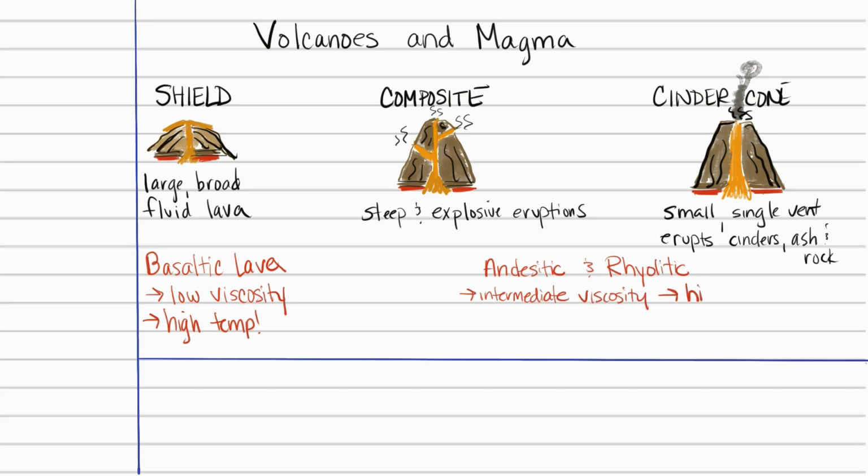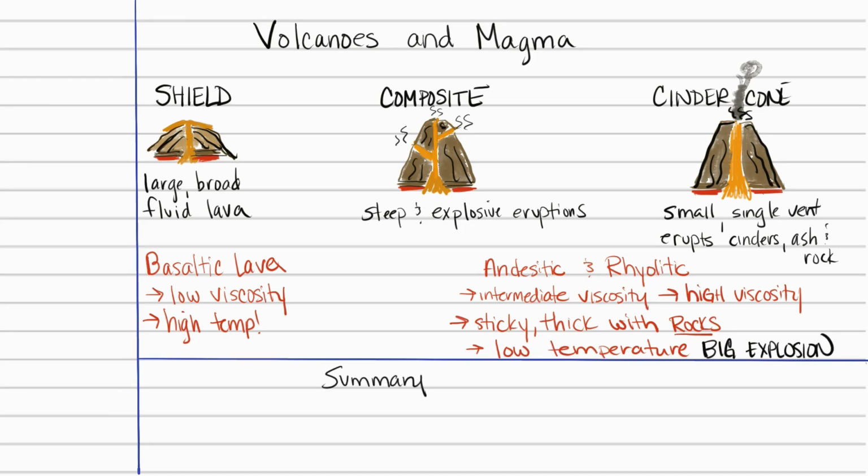Finally, we have cinder cone volcanoes. Cinder cone volcanoes are the smallest and simplest type of volcano. They have steep, straight sides and a bowl-shaped crater at the top of the volcano. They usually appear like small hills or mounds. Cinder cone volcanoes are moderately explosive and typically have short-lived eruptions.